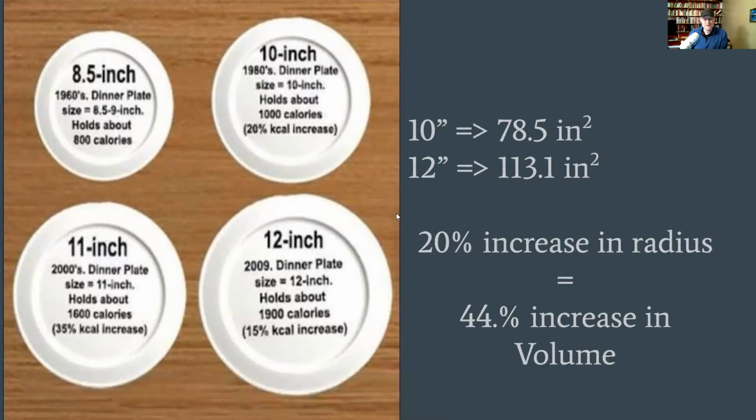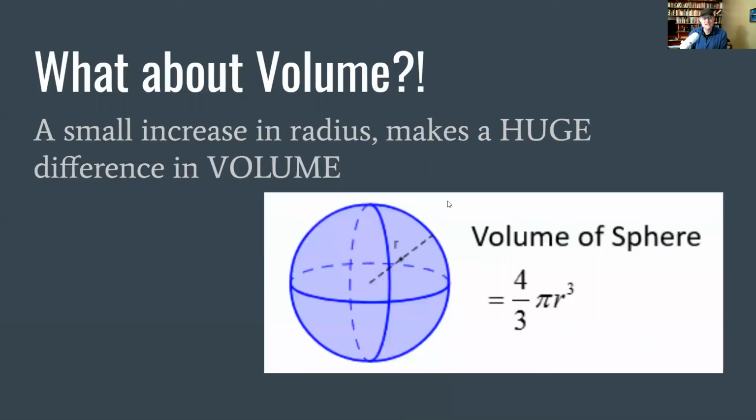So that said, how does this all end up relating to atomic structure? Well, atomic structure is based off of volume rather than area. A small increase in radius will make a huge difference in volume. If we were using a sphere, 4/3 pi r cubed is the relationship we're looking at with volume, where the area was only squared. Now we're talking about a cubed difference.